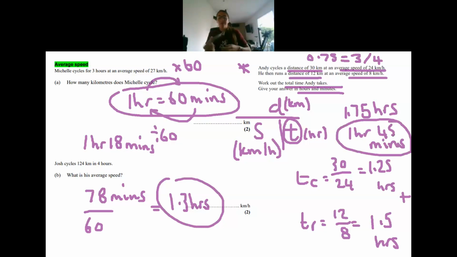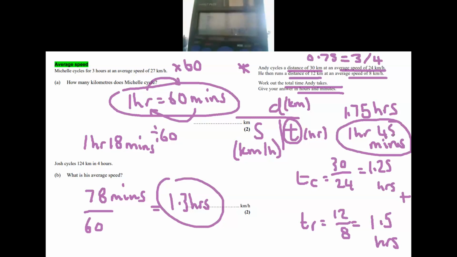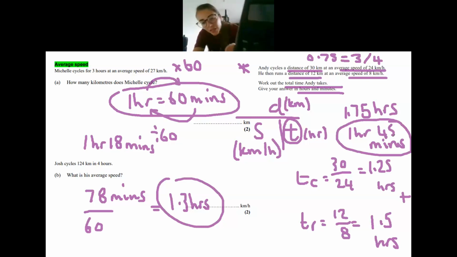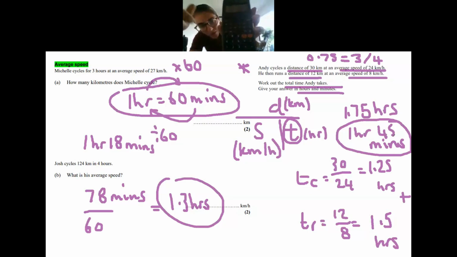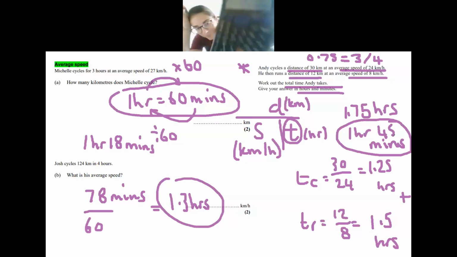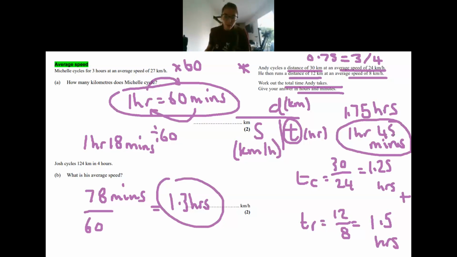There's also a button on your calculator. So if I've got something in hours, 1.75, there's this button here, the one that looks like a load of commas. You put in 1.75 equals and then press that button, it gives you it in hours, minutes and seconds. I don't really find it that useful, to be fair. I'd rather you learn how to do it, the conversion.